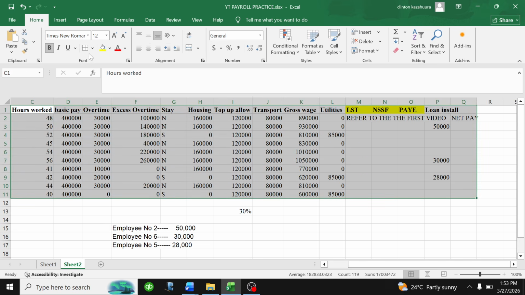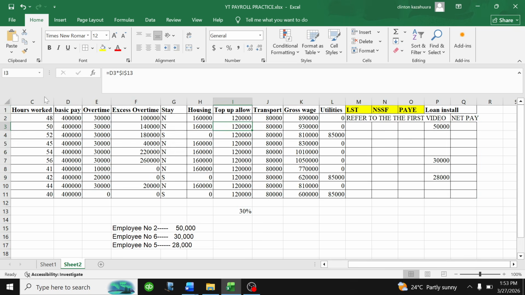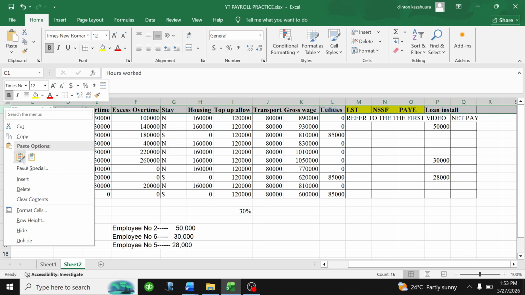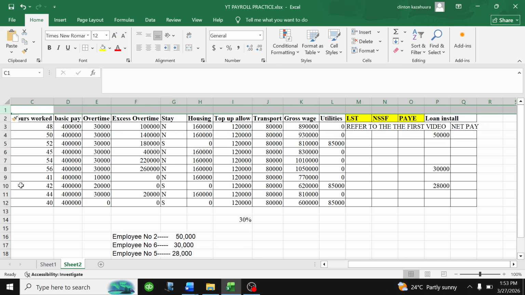Yes, you put here the borders, then you can insert all those. You know how to do the formatting. So I hope this is helpful, and people, I think this is the end of our series on payroll.